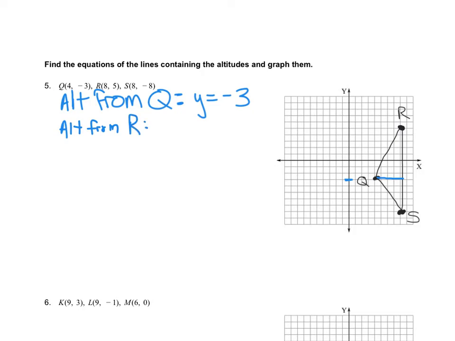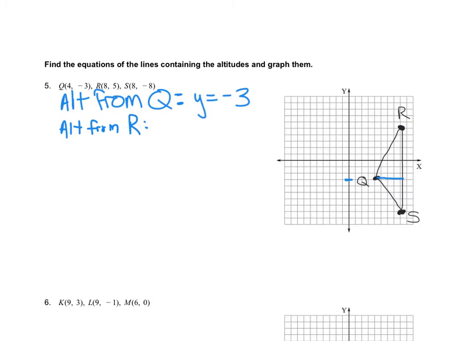In order to know the altitude from R, we know that we're going to be coming across to QS. And like we talked about in the first video where we were just drawing these, we know that our altitude from R is going to be coming perpendicular to the side that it goes across from. So perpendicular to QS means I need to know the slope of QS. So I'm going to draw in a slope triangle here.